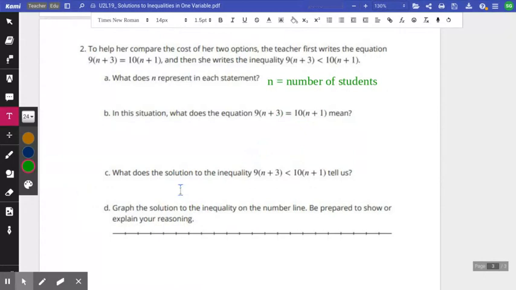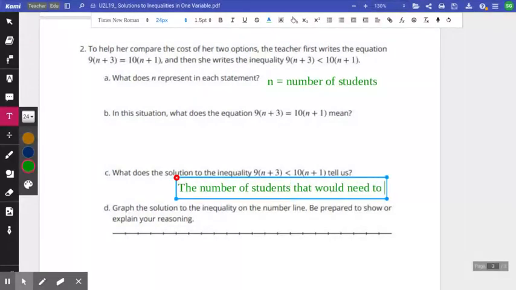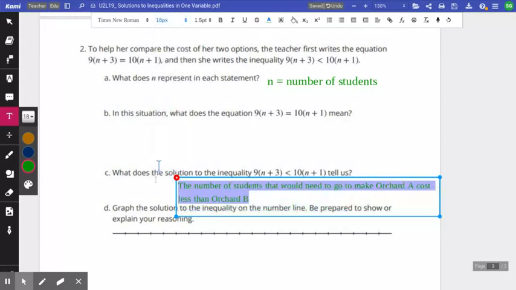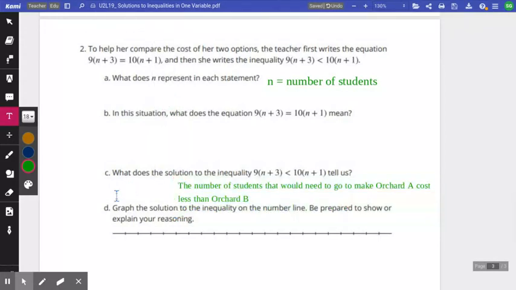I'm going to write that down just so we don't forget. The solution is telling me the number of students that would need to go to make orchard A cost less than orchard B. And make this a little tinier so it fits. There we go. Keeping that in mind, we're going to graph the solution to the inequality on the number line. And like always, be prepared to show or explain your reasoning.